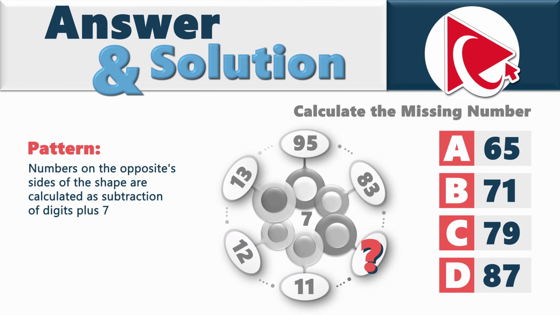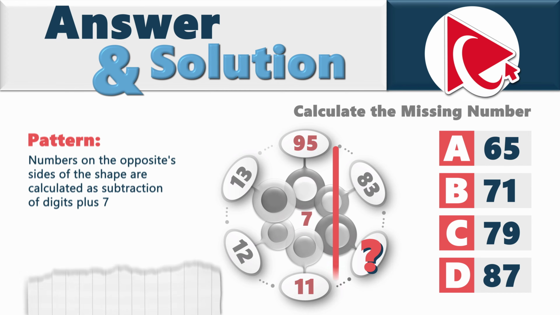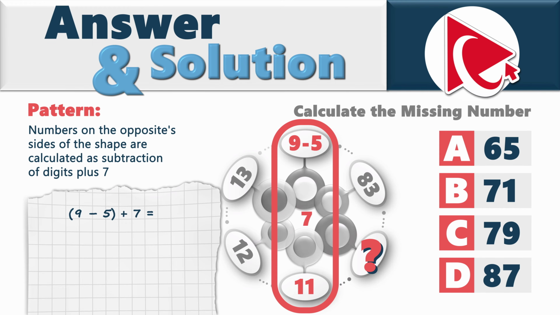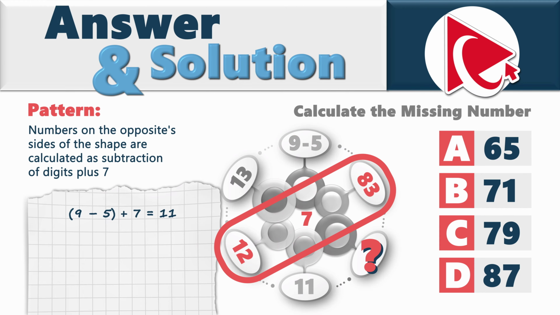The numbers on the opposite sides of the shape are calculated as subtraction of digits plus 7. Let's look at the example. 9 minus 5 plus 7 equals 11. Let's reaffirm these calculations with the next set of numbers. 8 minus 3 plus 7 equals 12.